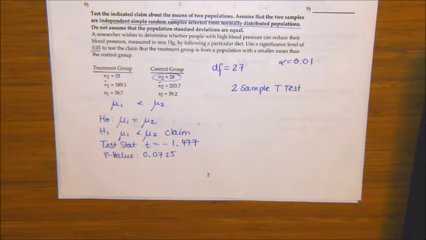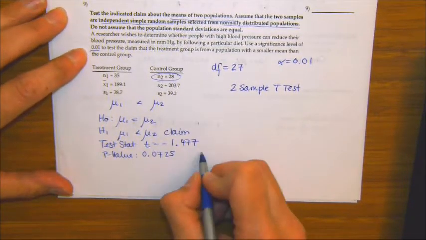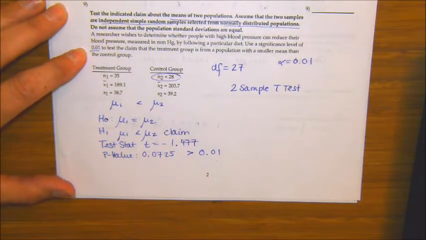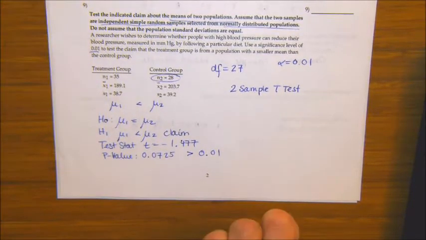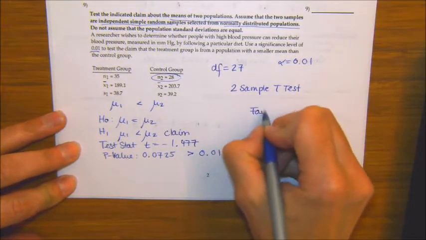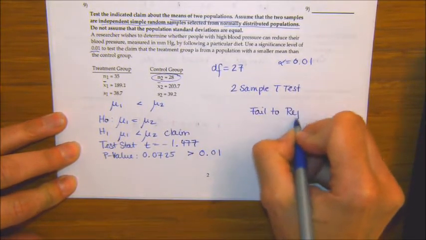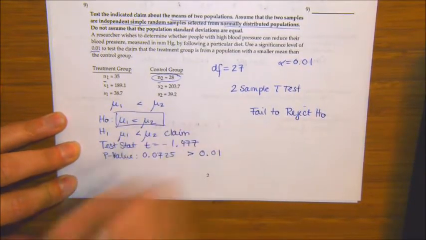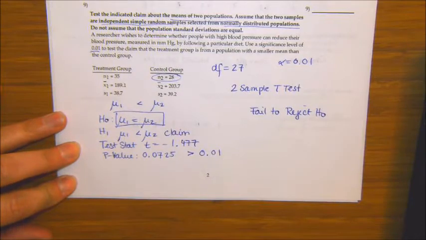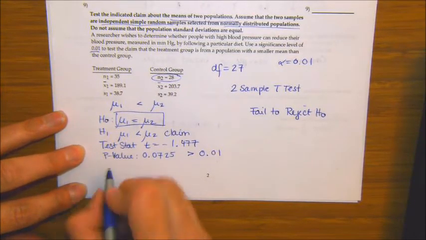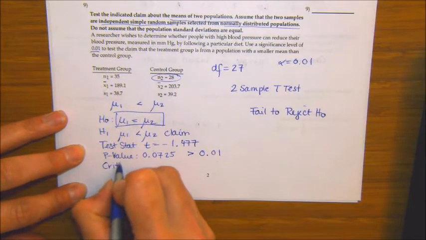Okay, now we look at our p-value and we compare it with our significance level, and our p-value is greater than 0.01. If the p is low, we reject the null. This p is not low, so we fail to reject the null, which means we believe the null still stands. We're going to box it and then look at our conclusion. Okay, one more thing, we want to write down the critical value.